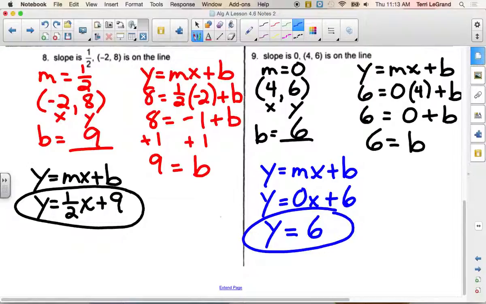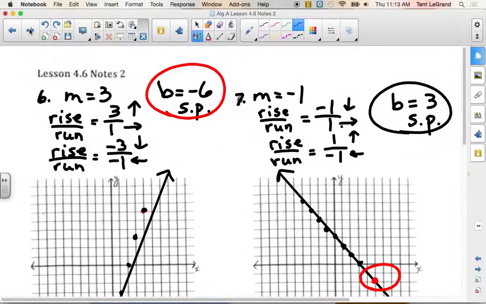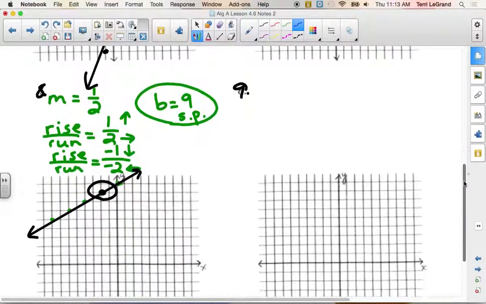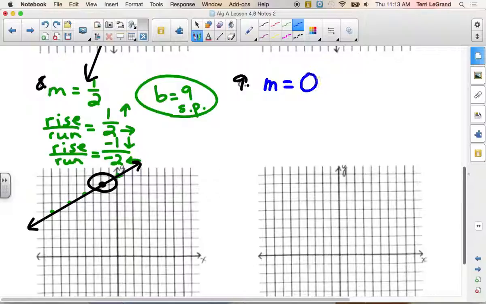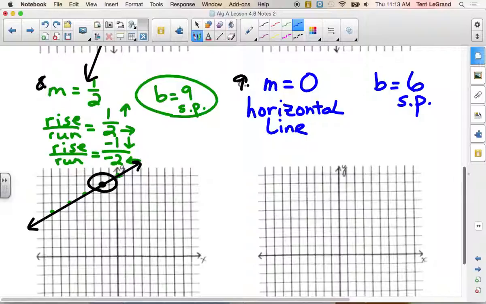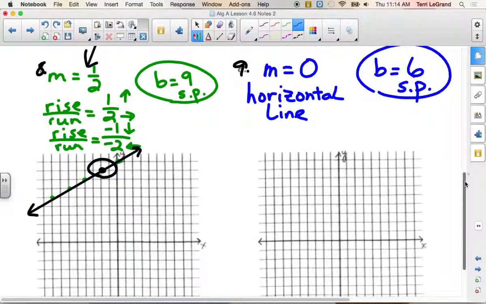Oh, and remember the slope is 0, so what kind of a line should we get? A horizontal line. So let's go over to our graphing page. We got a slope of 0, so we're not even going to do rise over run. If I have a slope of 0, I know I have a horizontal line. So we're just going to write horizontal line. My b is 6, so that's still a starting point, because we have to still start somewhere. So we're going to put a point at 6 on the y-axis, and you're going to take your ruler and draw a horizontal line going through it.